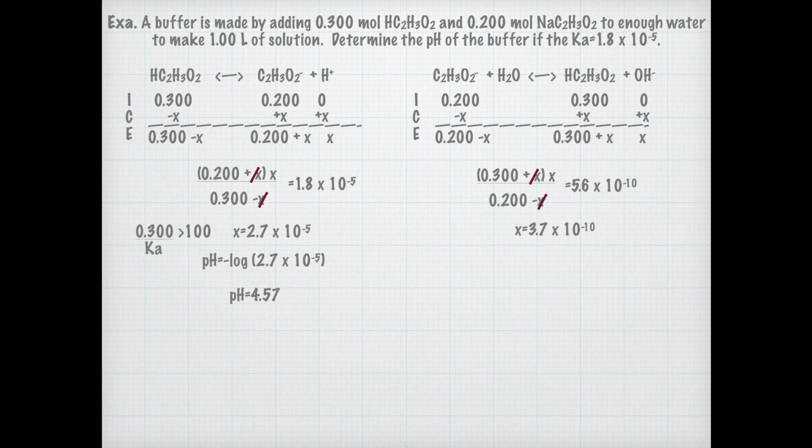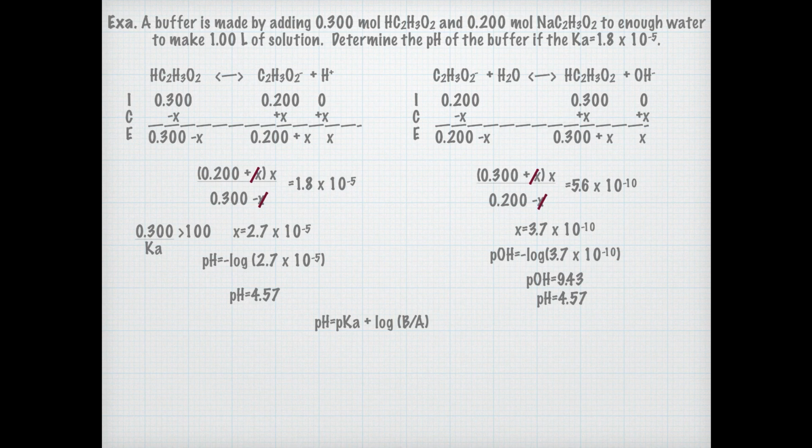So when I take the negative log of that, my pOH is going to be 9.43, which means my pH, look at that, is 4.57 as well. So it doesn't matter if you do an acid or base dissociation. And not only that, you don't have to waste your time doing a dissociation reaction because you can just use Henderson-Hasselbalch. Don't hate on him, enjoy it.